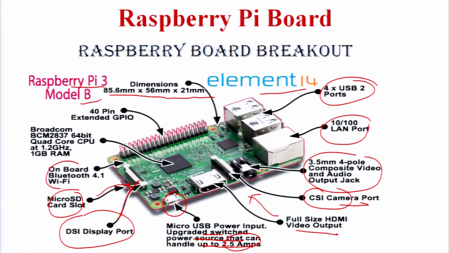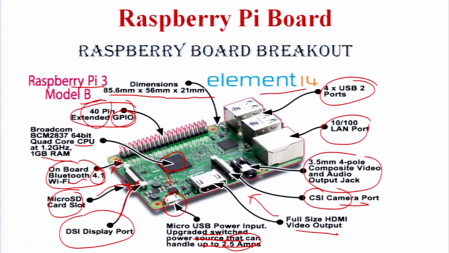And it has on-board Bluetooth. Which version of Bluetooth are we using? 4.1. Wi-Fi as well. And it has a Broadcom quad-core CPU at 1.2 GHz, and 1 GB RAM. This is the RAM. And it has GPIO, which means general purpose input outputs, 40 pins. Okay, 40 pins available. So, this is the picture of the Raspberry Pi 3 Model B.